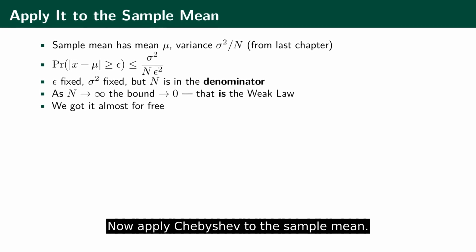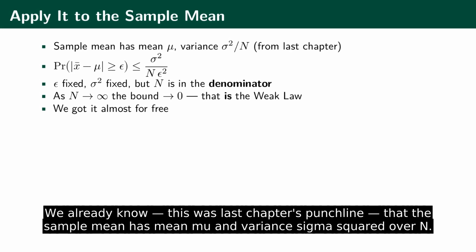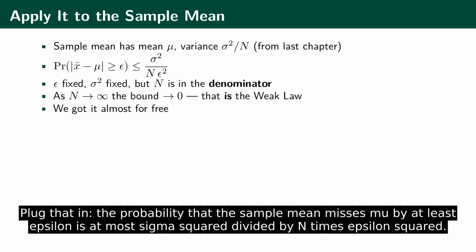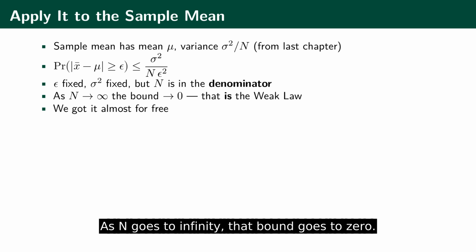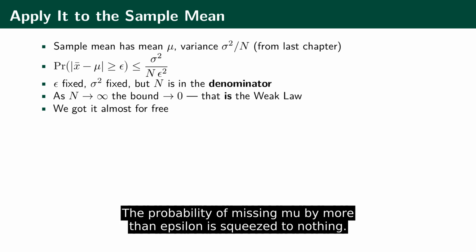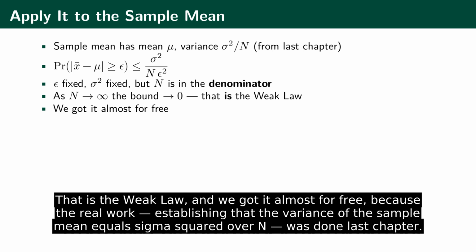Now apply Chebyshev to the sample mean. We already know, this was last chapter's punchline, that the sample mean has mean mu and variance sigma squared over n. Plug that in. The probability that the sample mean misses mu by at least epsilon is at most sigma squared divided by n times epsilon squared. Stare at the right-hand side. Epsilon is whatever you fixed, sigma squared is a fixed property of the population, but n sits in the denominator. As n goes to infinity, that bound goes to 0. The probability of missing mu by more than epsilon is squeezed to nothing.